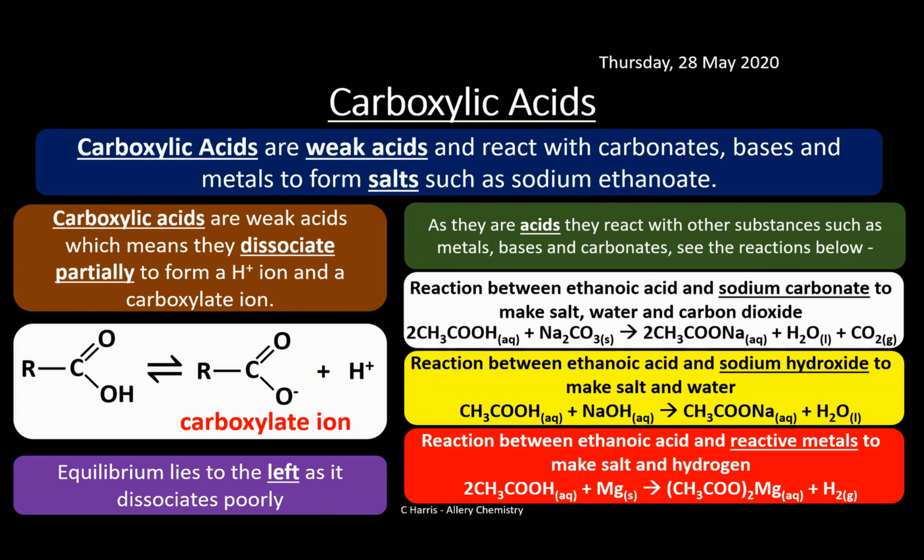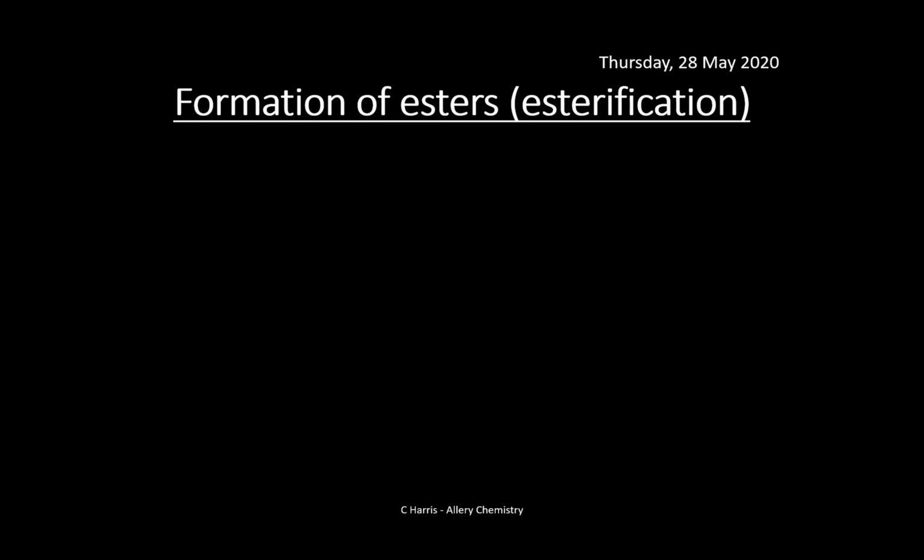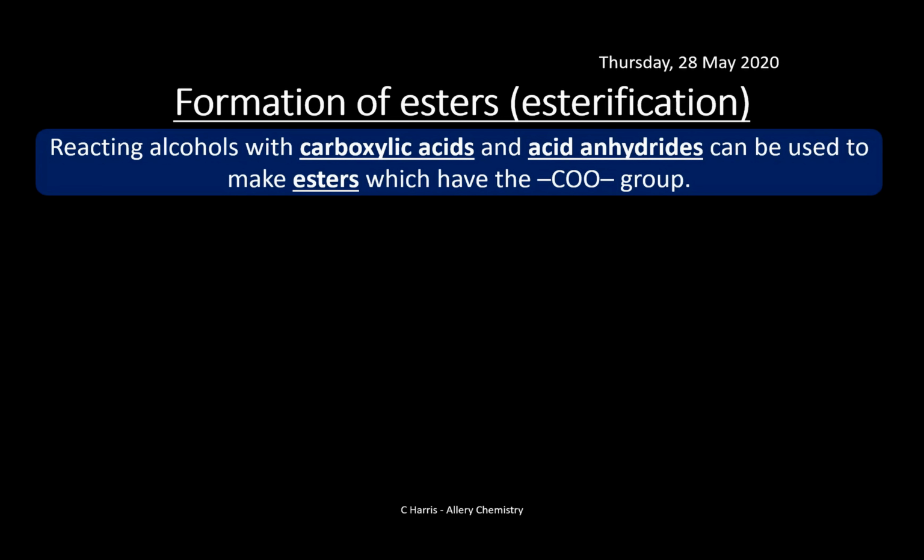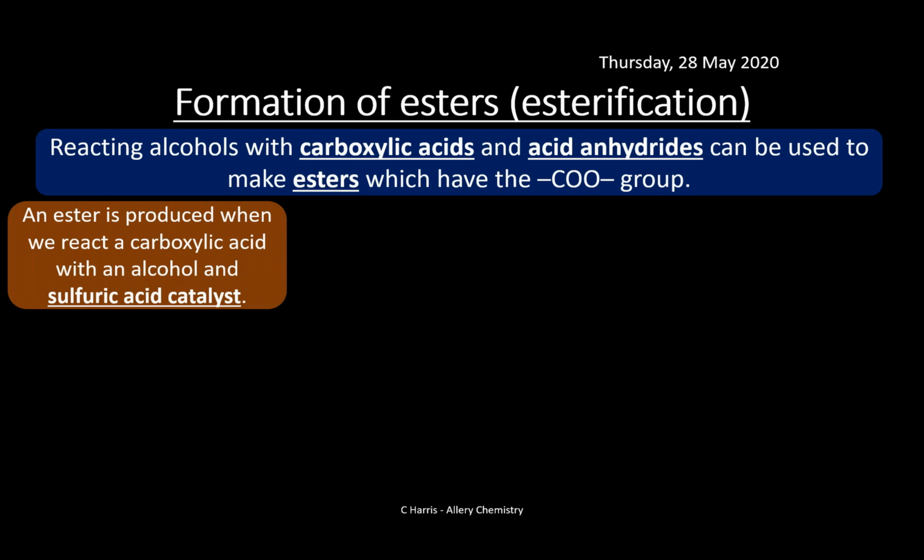They will also react with alcohols to form esters, and we call this esterification. So if we react this carboxylic acid with an alcohol, or we can use acid anhydrides, which we've just seen before, these can be used to make esters, which have this COO group in the middle of it. An ester is produced when we react a carboxylic acid with an alcohol and we use a sulfuric acid catalyst. Now you might have done this in the lab at school, or you might have done it in college.